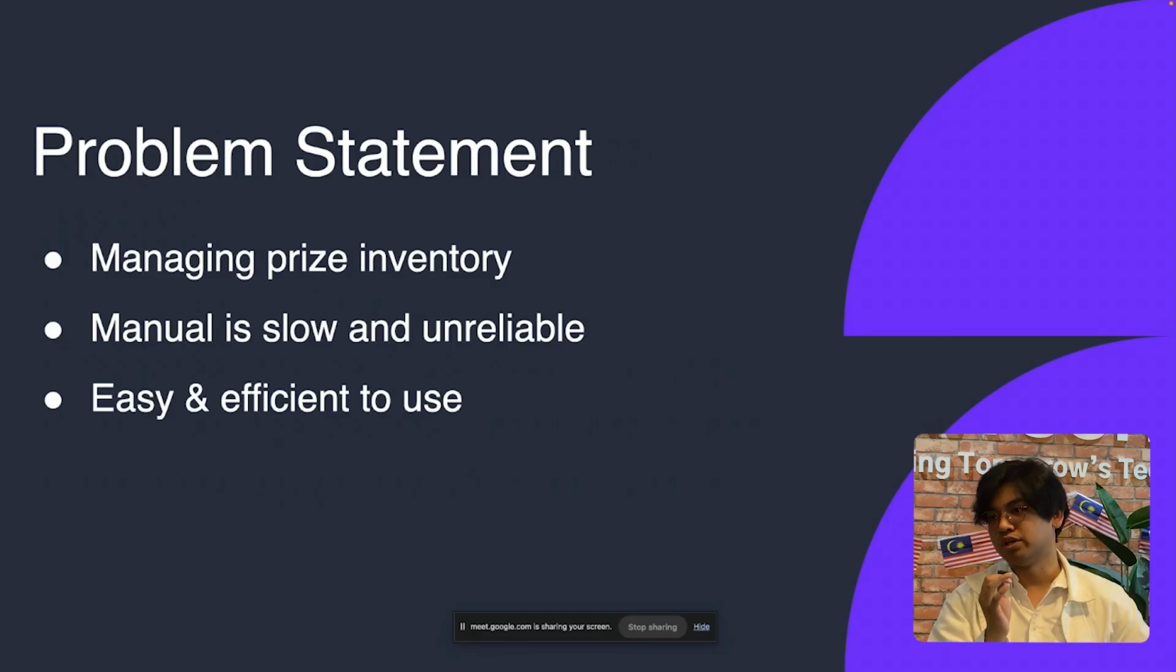Secondly, the problem was manual labor. The manual wheel is very slow and unreliable, which is why they want to move to a digital web page. Thirdly is ease and efficiency of use. It's easy to use and easy to store your data, and you don't have to go through the hassle of manually writing on a piece of paper that a product has been sold. Especially at a roadshow event like TCG KL, where thousands of people visit, it can be very hectic and these things can be forgotten.